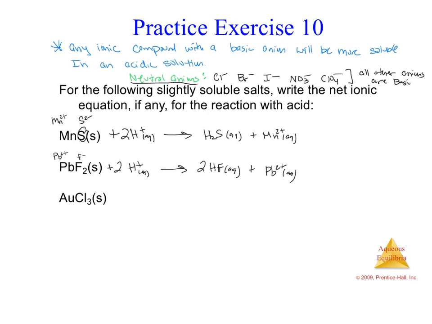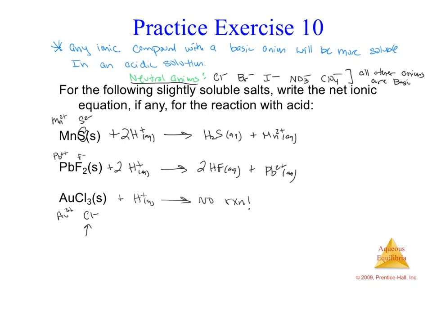And lastly, gold 3 chloride. Now my anion is chloride, cation is gold 3 plus. If I add acid, I'm going to see no reaction. And that's because chloride is the conjugate base of a strong acid, so it's not basic. It's not basic, so it's not going to be attracted to H+. There will not be an attraction here. No reaction will occur, so the gold 3 chloride will not be more soluble in acidic solution.